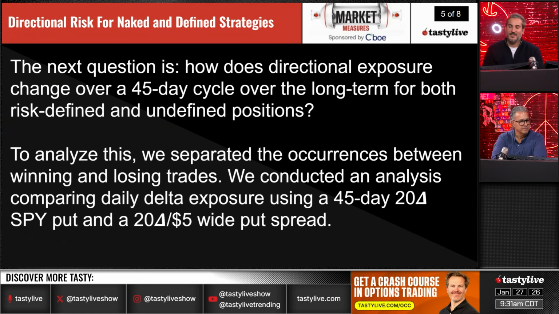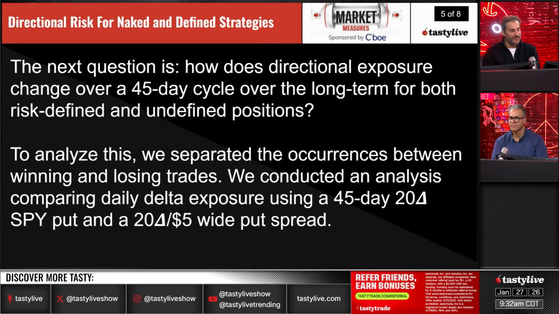So the next question is, how does directional exposure change over a 45-day time cycle over the long term for both risk-defined and undefined risk positions? To analyze this, we separated the occurrences between winning and losing trades. We conducted an analysis comparing the daily delta exposure using a 45-day 20 delta SPY put and a 20 delta $5 wide put spread. So we're looking at the overall delta exposure as time passes.